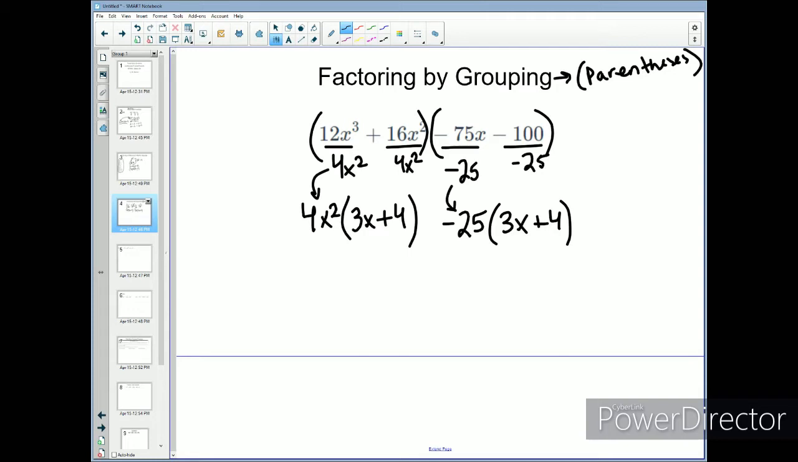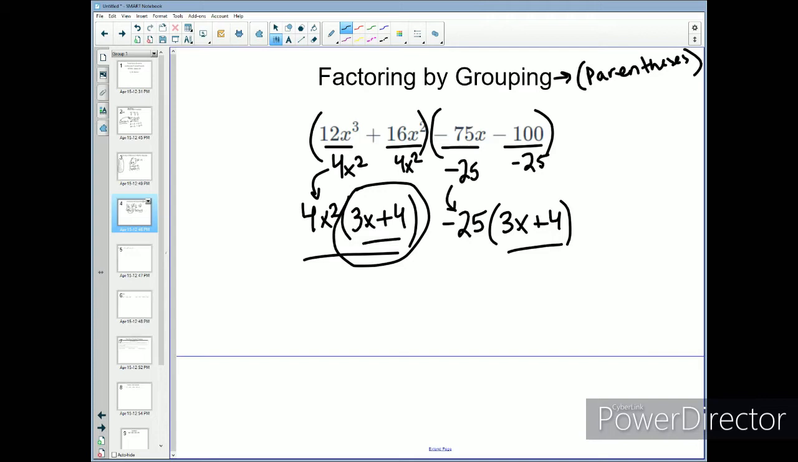Now, it's important that we do the negative 25 because of what you might see now. You see 3x plus 4 here, and you see 3x plus 4 there. That is not a coincidence. That is by design, because this is why we factor by grouping. All right. Now, from here, we can put these two terms together, and we can make one long expression. 4x squared times 3x plus 4 minus 25 times 3x plus 4. Now, what we're going to do here is the same thing we did in the last step, which is factor out the GCF. In this case, the GCF of the two terms is this entire binomial, 3x plus 4. So we can see each of those terms, we can factor out 3x plus 4.